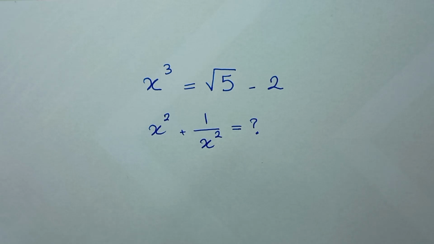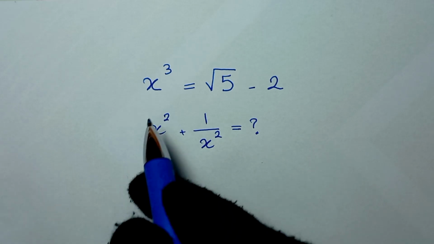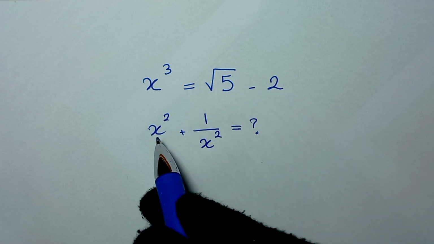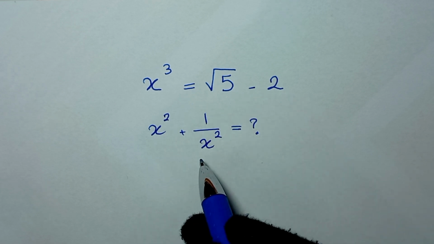Hello my friends, you're welcome to solve this math problem: x cubed is equal to square root of 5 minus 2. Find the value of x squared plus 1 over x squared.